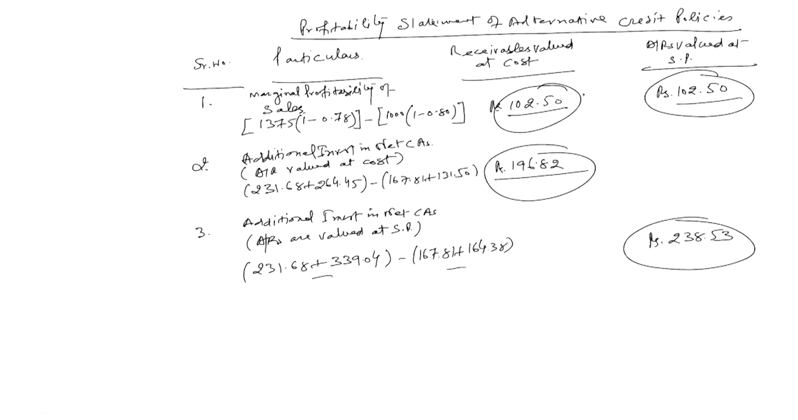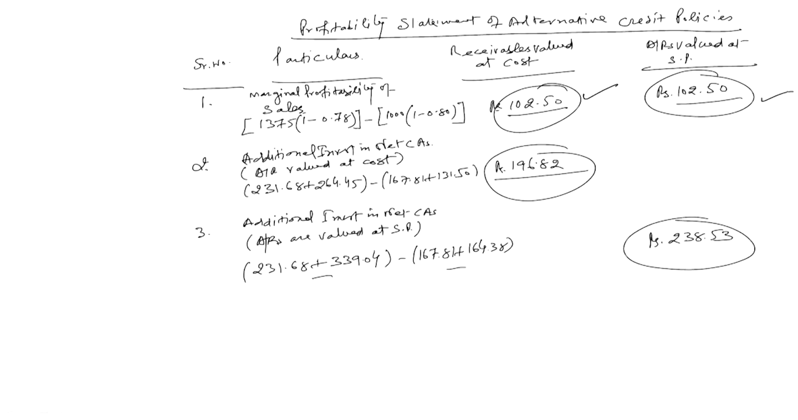the credit policy. And we have seen that when the credit policy is relaxed by 30 more days, from 60 days to 90 days, the sales level is expected to go up from 1000 crore to 1375 crores. So the profit we have seen here is 102.5 at both the levels, that is whether you value the receivables at cost or at selling price, profit will remain the same, that is 102.5.